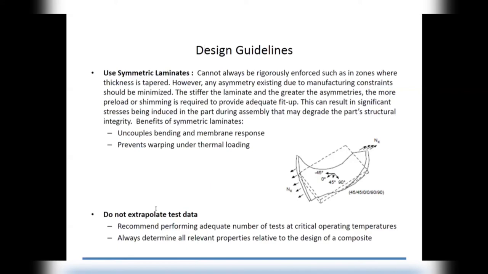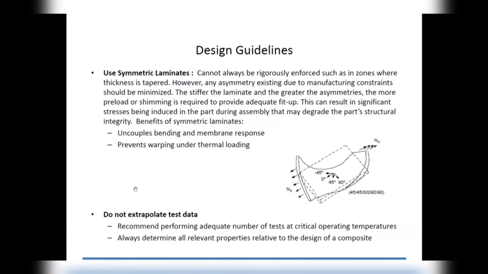However, any asymmetry existing due to manufacturing constraints should be minimized, because that's going to cause some amount of interlaminar stresses at times. It could sometimes cause additional warping and twisting effects. It could introduce bending and maybe even coupling between extensional loading and bending stiffness. So the stiffer the laminate and the greater the asymmetries, the more preload or shimming may be required to provide an adequate fit-up during manufacturing. This can result in significant stresses being induced in the part during assembly that may degrade the part's structural integrity. And so the benefit of using symmetric laminates is that you're able to prevent warping under thermal conditions and also uncouple the bending and membrane responses. We talked about some of this before, just trying to bring that to light again.